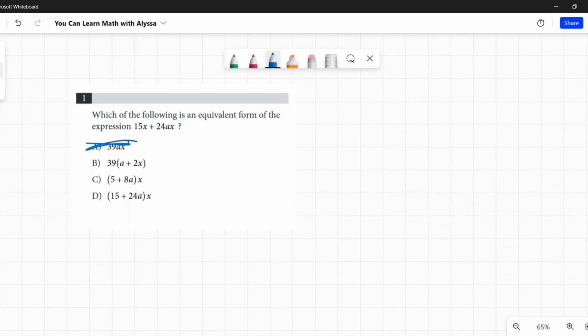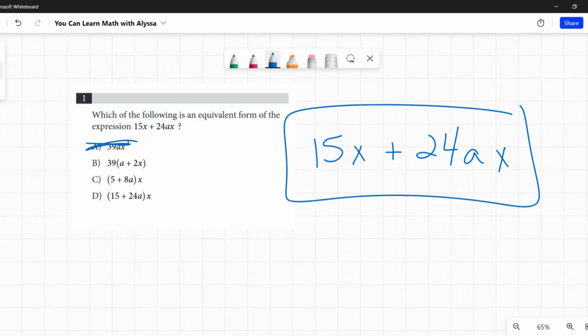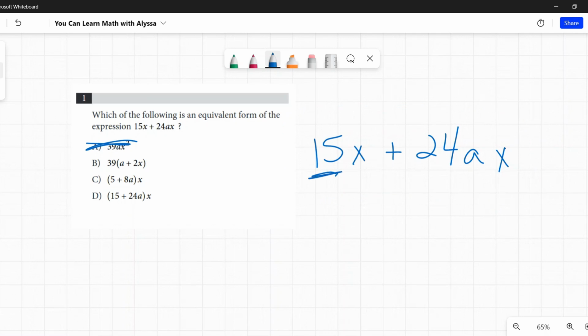Let's look at our next options. All three of these have parentheses with a number or a variable outside the parentheses. So what they've done is they have taken out a factor, not necessarily the greatest common factor, from this expression. So when I look at this, I go, what could come out of here? There's two places I need to look. I need to look at the numbers, and then I also need to look at the variables. So I have 15 and 24 as my constants, my numbers. I have this one a that's by itself, and then I have this pair of x's.